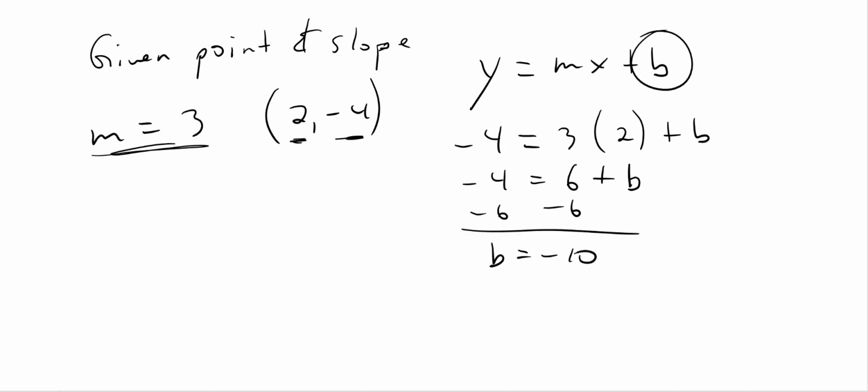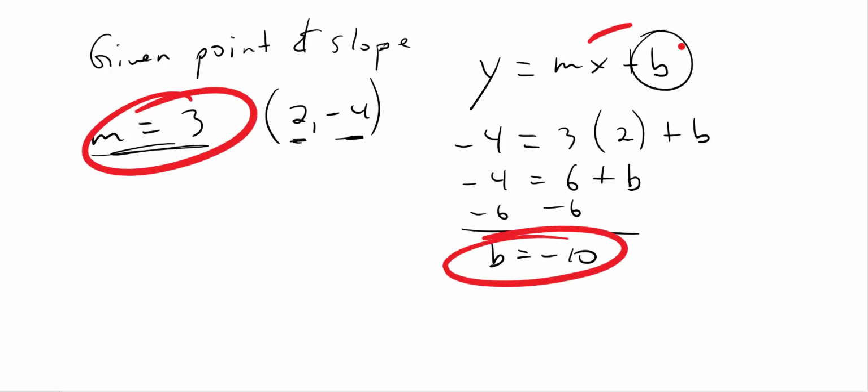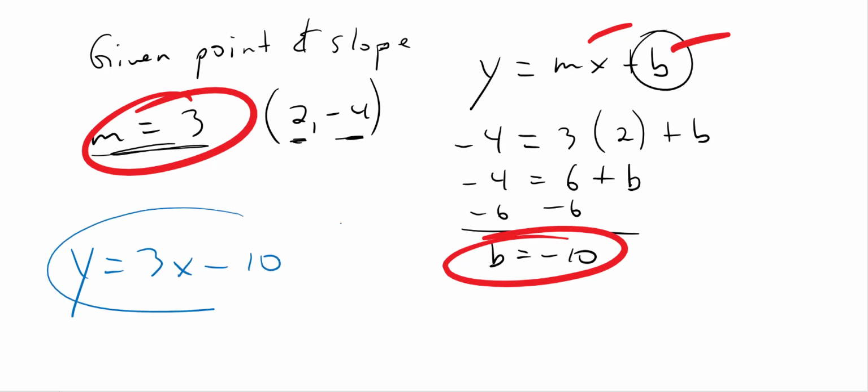And now we're really done. The only thing we need to do is, now we have our slope, we have our b, we just plug those into m and b here, and we come up with our equation. So our answer to this problem is y is equal to 3x minus 10. Okay, and that's the answer. So we did that a couple days ago, so that should be pretty familiar.